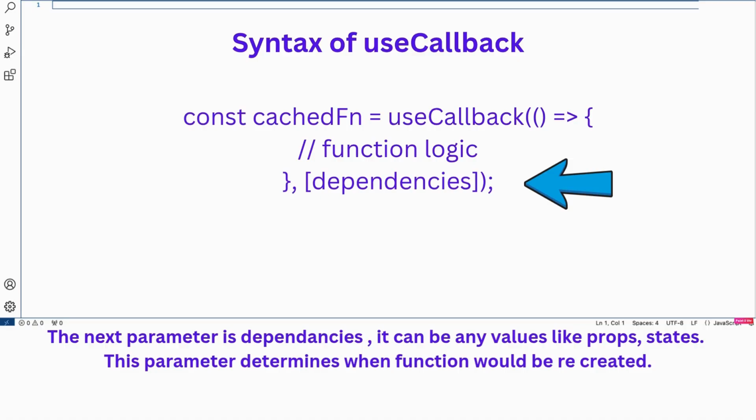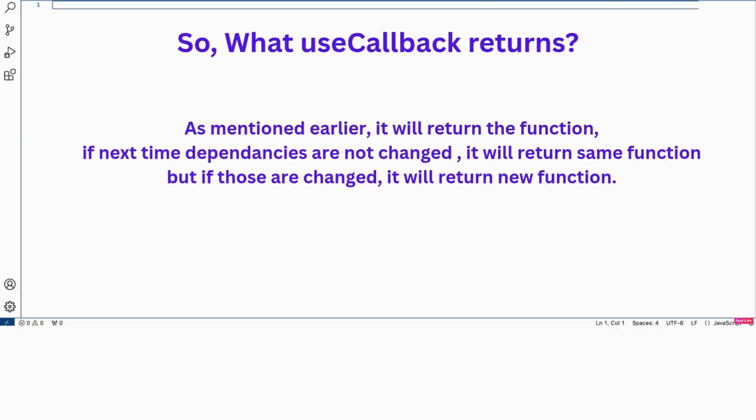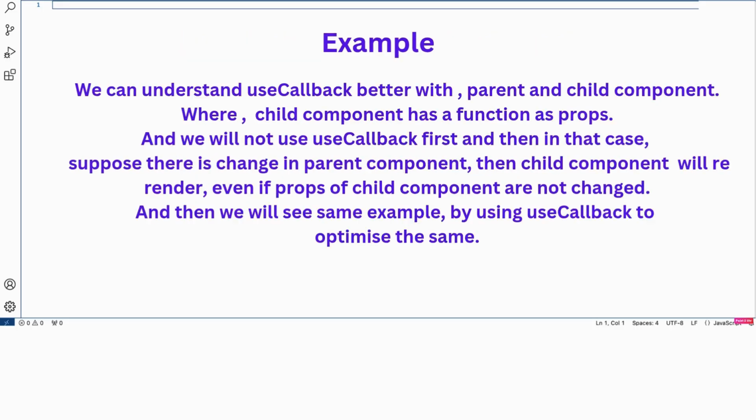It can be any values like props, states. This parameter determines when the function would be recreated. So, what does useCallback return? As mentioned earlier, it will return the function. If next time dependencies have not changed, it will return the same function, but if those have changed, it will return a new function. We can understand useCallback better with a parent and child component, where the child component has a function as props.